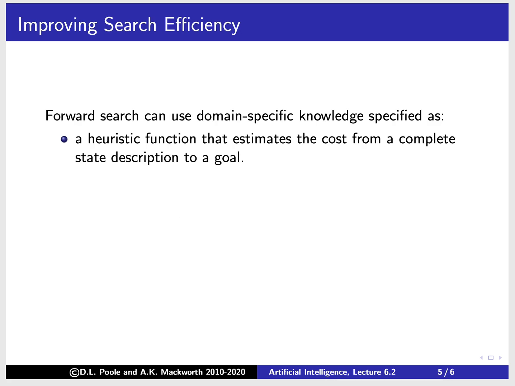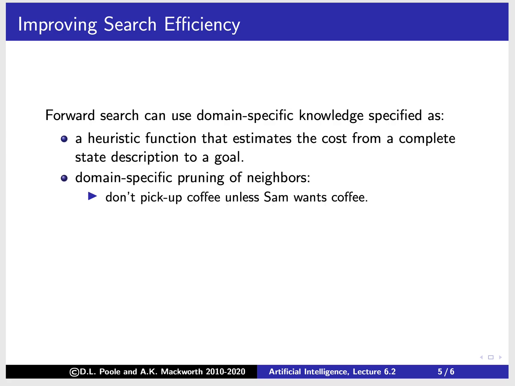So when we're doing this, we're going to improve our search efficiency by using domain-specific knowledge. We have a heuristic function that estimates the cost of getting from a complete state to the goal. That's what our heuristic function is going to try to do. And in the assignment, you're going to try and test out multiple heuristic functions.